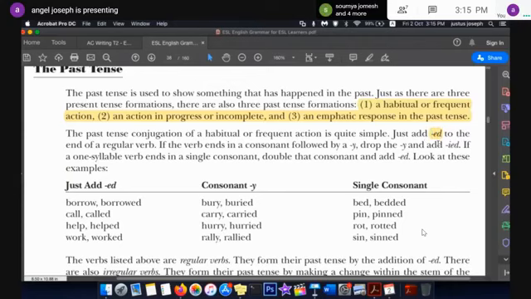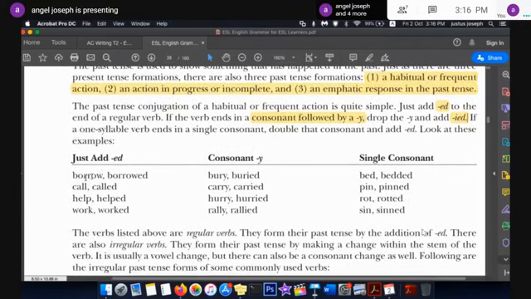Sometimes you will see words are ending with y. Words which end with y are changed into this one. Let's look at this example. That example will make things clear. So borrow will become borrowed, call will become called. So what are we doing? We are just adding this ed. That's all we are doing here.